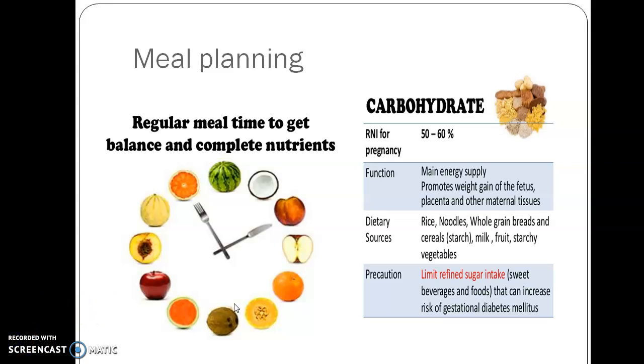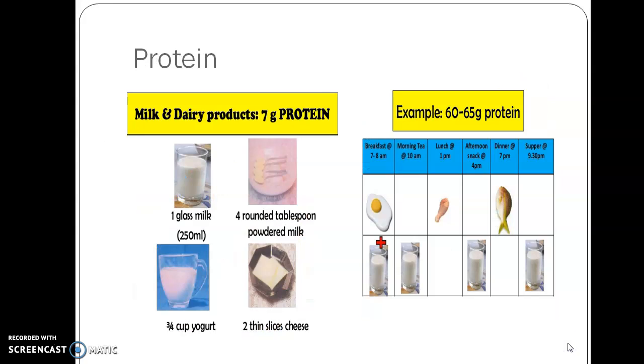The limiting of sugar intake should be done because it can increase the risk for gestational diabetic conditions, gestational diabetes. Okay, so that is the thing that we have to pay attention to while taking in a lot of carbohydrates.